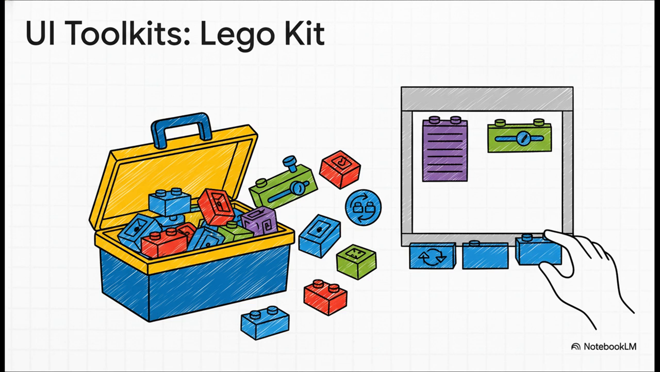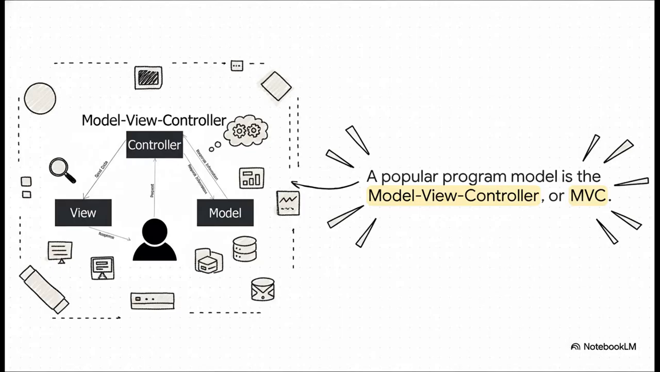This saves a ton of time, makes sure all the apps on an operating system have a consistent look and feel, and lets developers focus on what their app does instead of on how to draw a perfect button from scratch. So you have all these Lego bricks. But how do you put them together so you don't just end up with a giant tangled mess? Well, for that, developers use what are called design patterns.